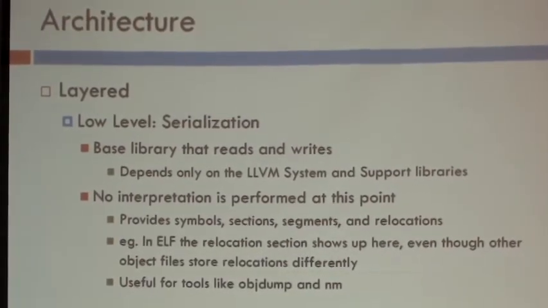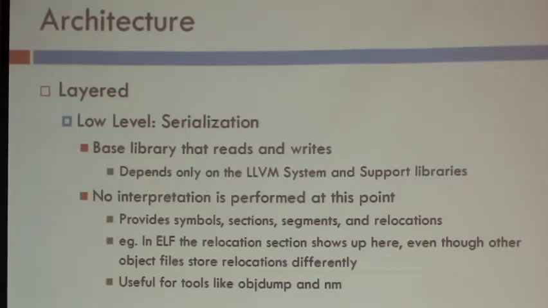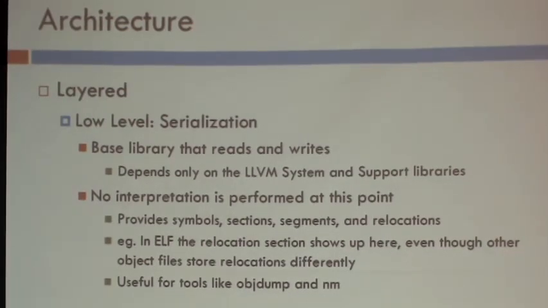This provides the symbols, sections, segments, and relocations. An example of having no interpretation is that in ELF, relocations are represented in a section. And so at this level, that would show up as a section and as the individual relocations. This is useful for tools like objdump and nm, where you care about what's raw in the object file.